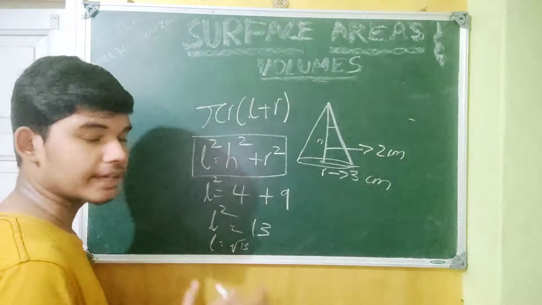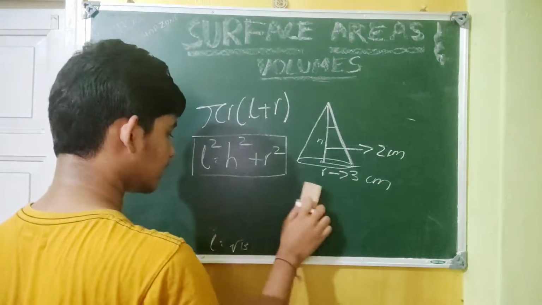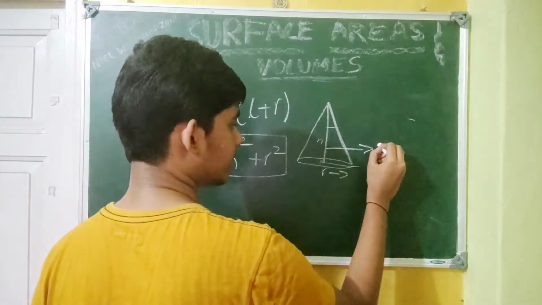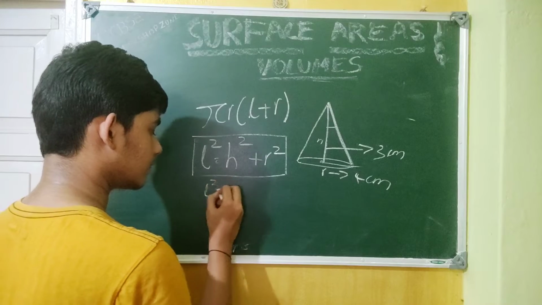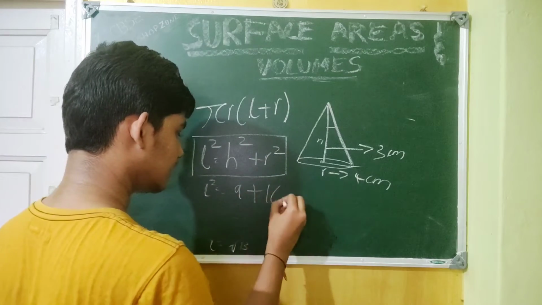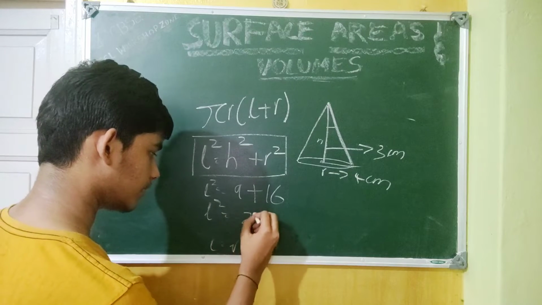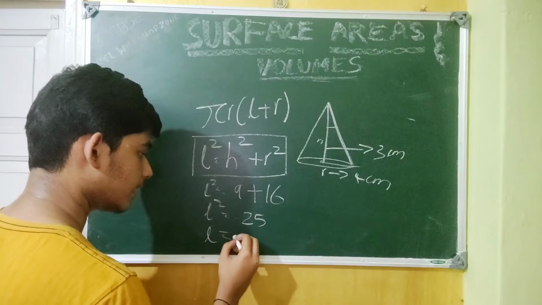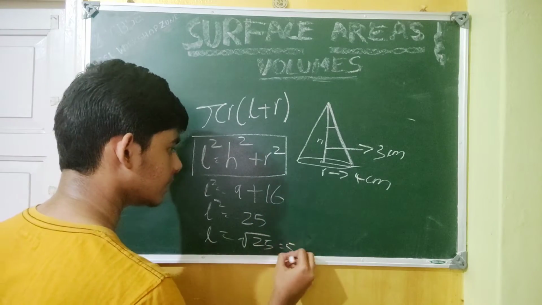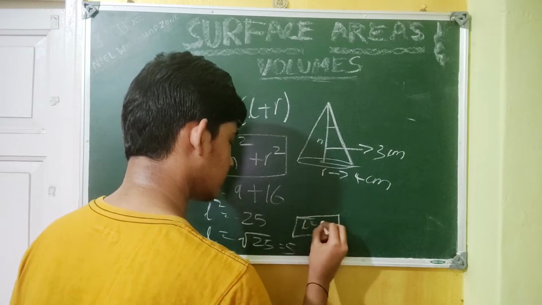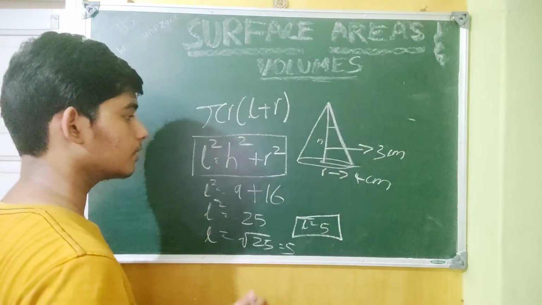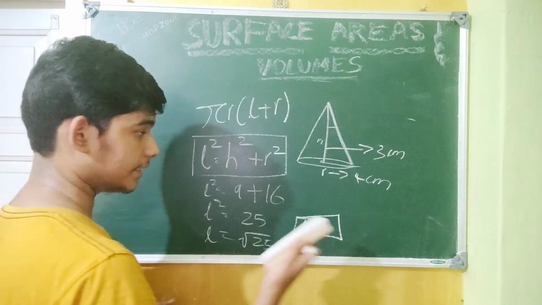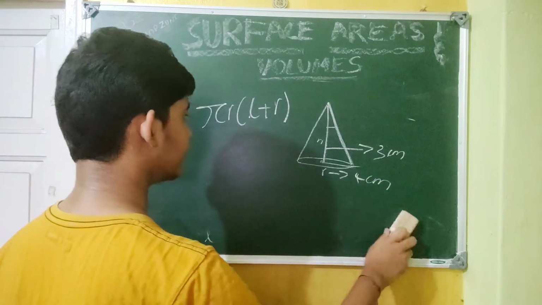Now using root 13, we can use it in the surface area formula, but this might get complicated. So let us take values which might be easier for you to understand. Let's take something like 3 and 4 centimeters. So L square is equal to 3 threes are 9 plus 4 fours are 16. So L square is equal to 25, and the square comes to the right hand side, root 25 is equal to 5. So therefore L is equal to 5. So now we have the slant height of the cone, which is 5 centimeters.